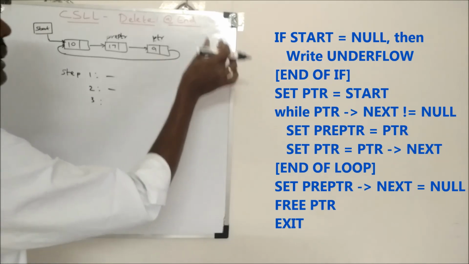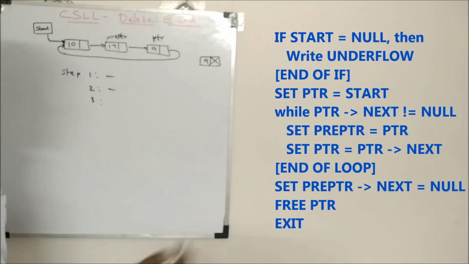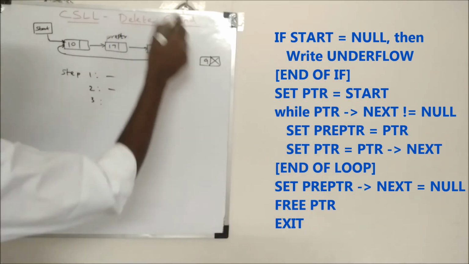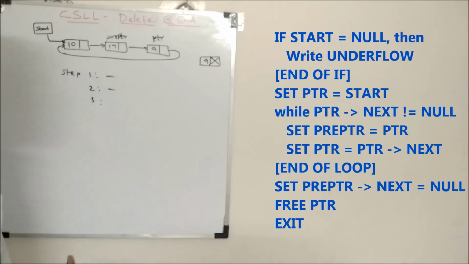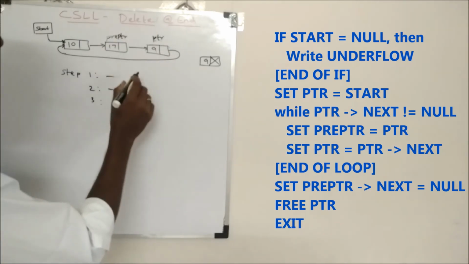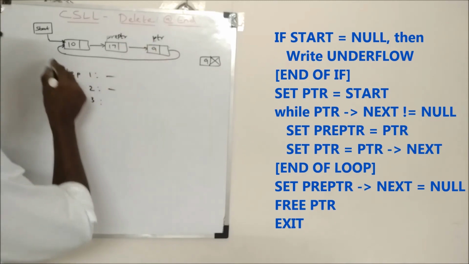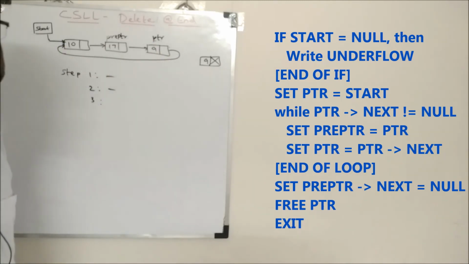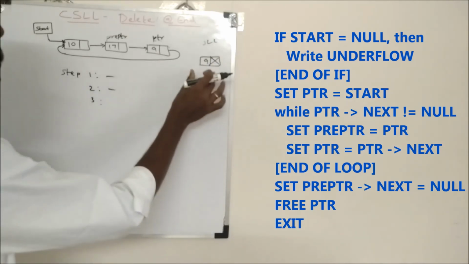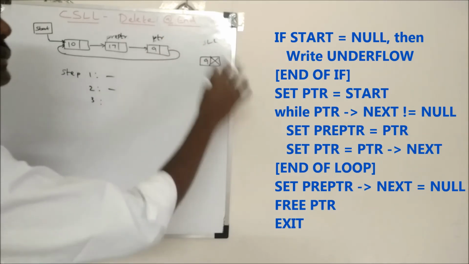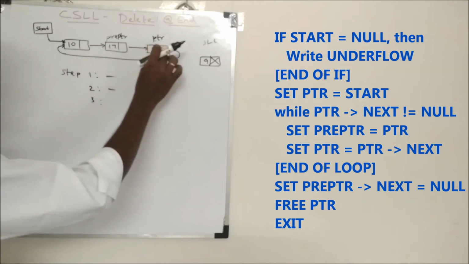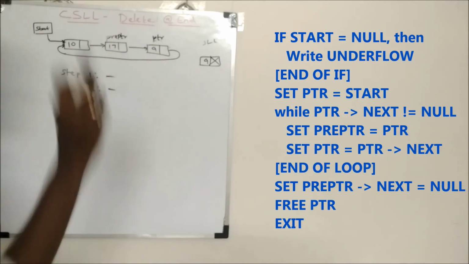The node whose next is null is the last node; we imagined it that way when we wrote that algorithm. But now in a circularly singly linked list, which node is the last node, and how can we identify it? The node whose next is start is the last node. Can you understand? In singly linked list, the node whose next is null is the last node. Whereas in circular singly linked list, the node whose next is start is the last node.